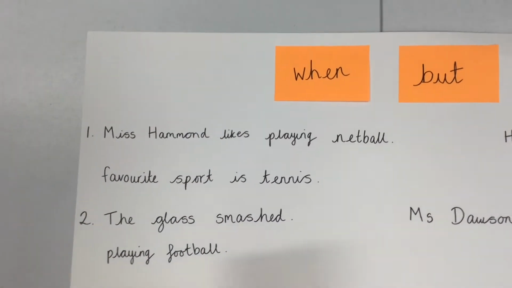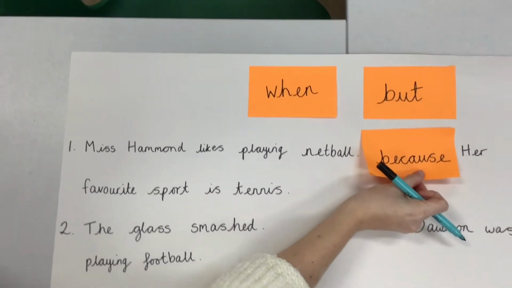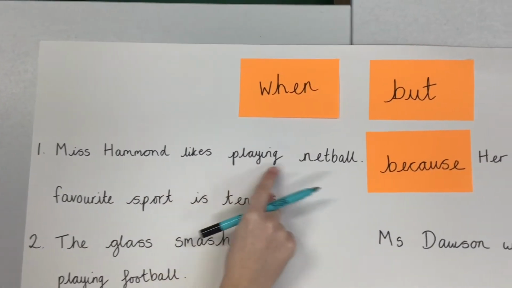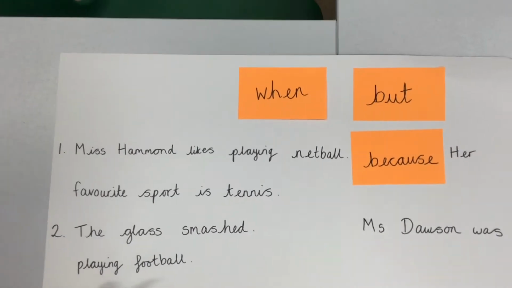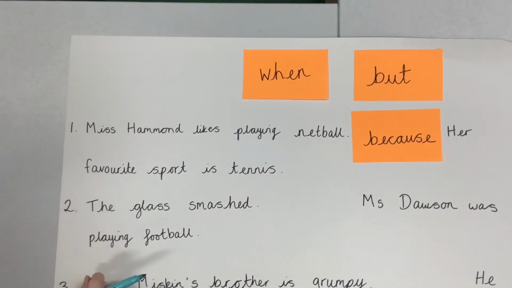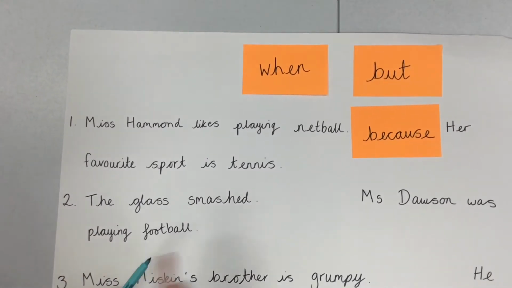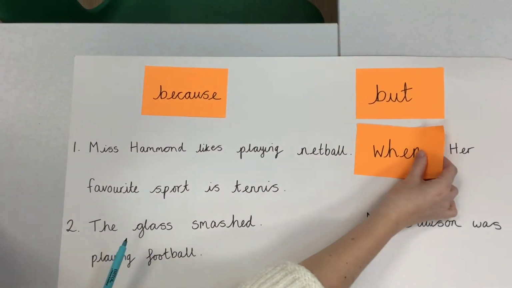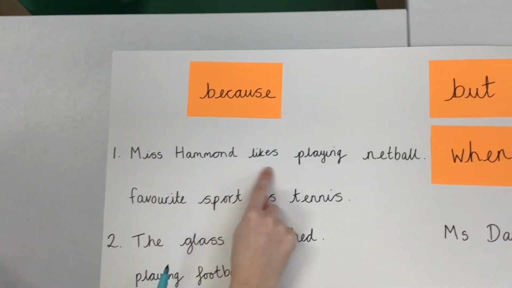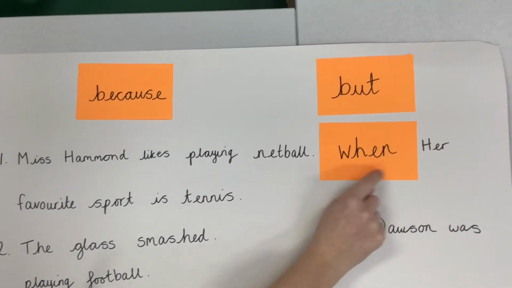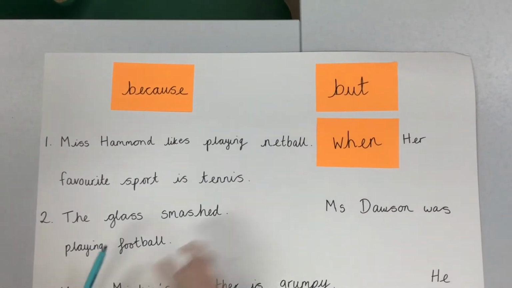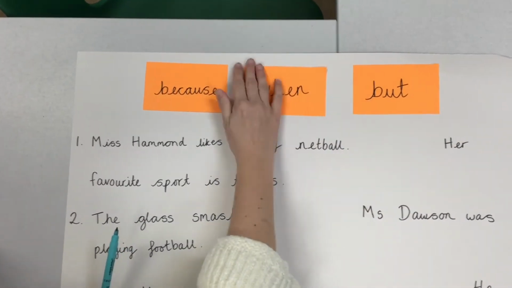Football. I'm not sure Miss Hammond likes football. So let's put one of these in. Miss Hammond likes playing netball because her favourite sport is tennis. I don't think that quite makes sense. Do you, Mrs. Hayes? No, I'm not sure about that one. Should we try a different one? Okay, let's try when. Miss Hammond likes playing netball when her favourite sport is tennis. Oh, I'm not sure that one makes sense either.